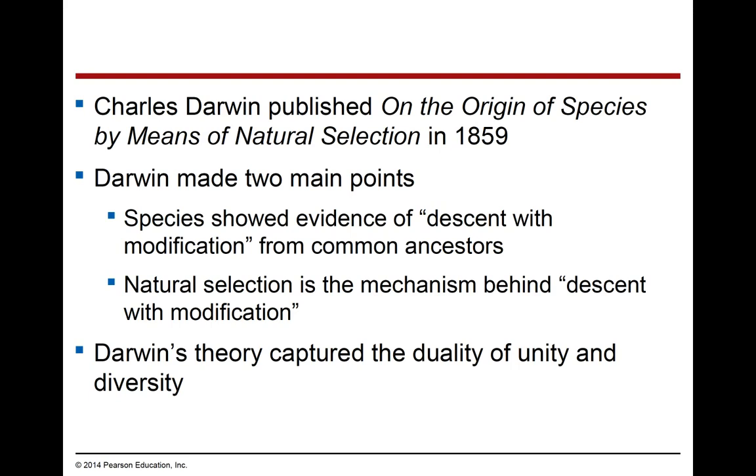So natural selection is survival of the fittest. Only the fit survive. And I don't mean the biggest and the strongest. I mean the ones that are able to survive and have offspring. Okay. And then we go through something called descent with modification. Well, to descend means to come from, and to modify means to change, right? So each generation is going to change a little bit.